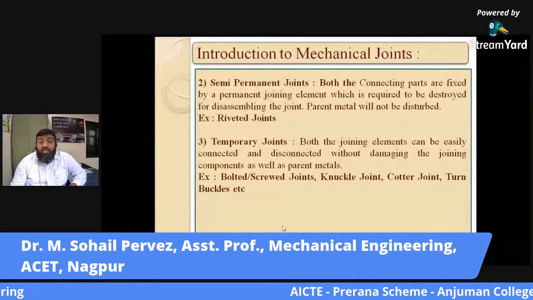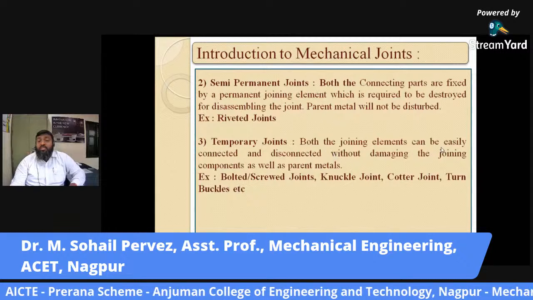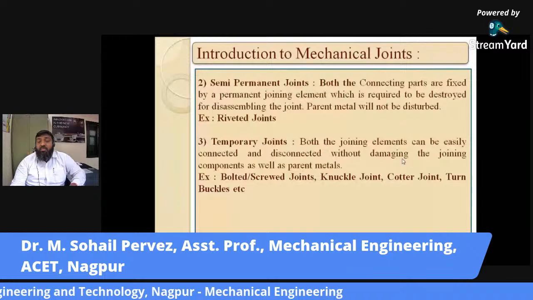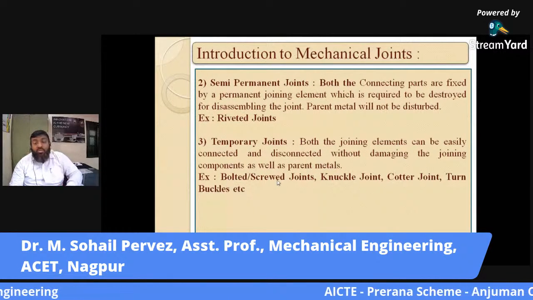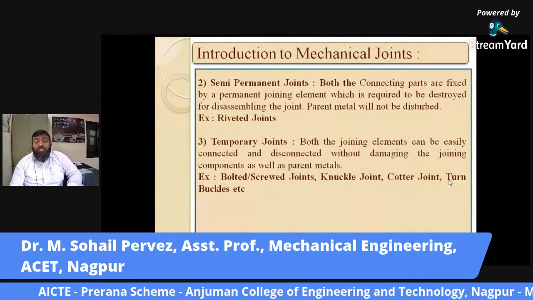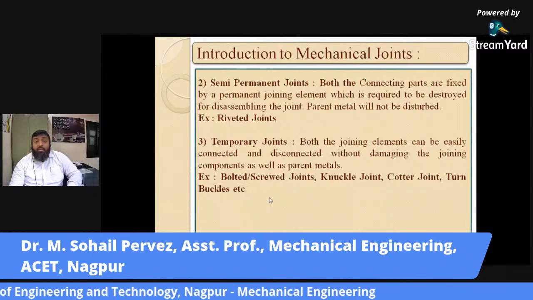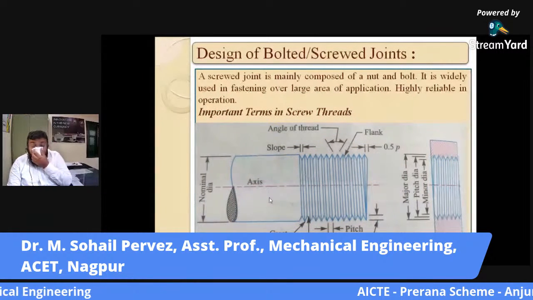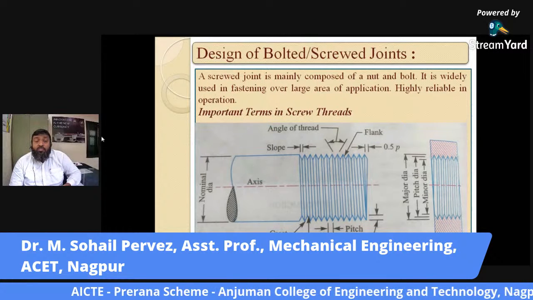And the last one, again which is very important, temporary joint. Both the joining elements can be easily connected and disconnected. We generally say readily connected or disconnected without damaging the joining component as well as parent metals. Example, bolted or screwed joints, knuckle joint, cotter joint, turnbuckle. So these are the general examples of temporary joints. Our aim is to cover the design of bolted joint, generally known as screwed joints also.